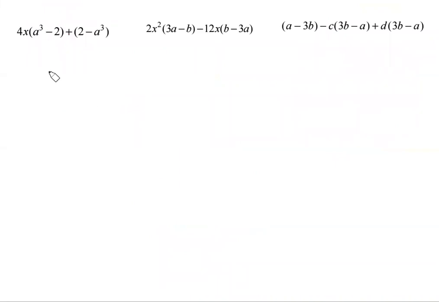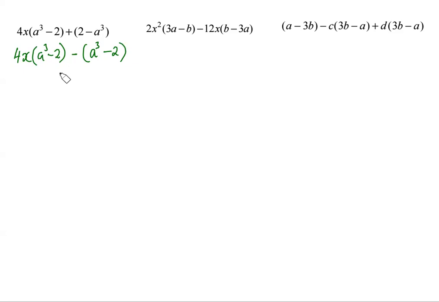Now, this is our last slide. Let's look at this again. So we've got 4x (a cubed minus 2) minus (2 minus a cubed). So you can see we are subtracting 2 here, but here we are subtracting a cubed. So we're going to say 4x (a cubed minus 2) minus, we are changing the sign here. Once we change the sign, we also change the signs inside. So it's going to be (a cubed minus 2).